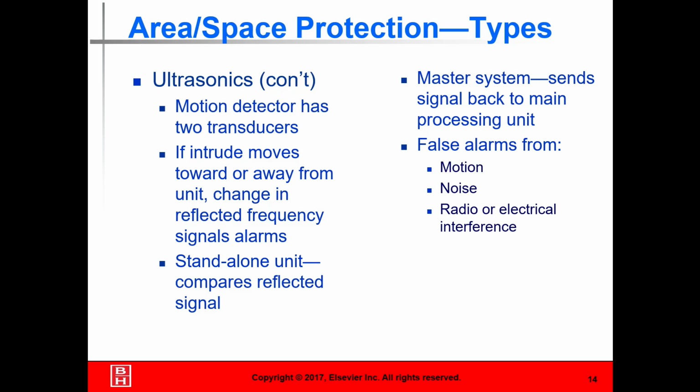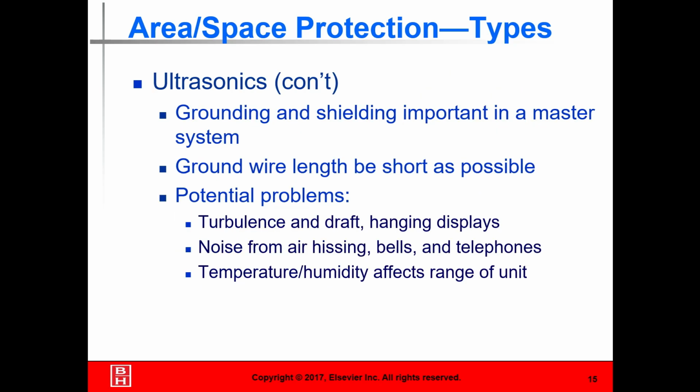Noise. Ultrasonic noise is present in audible sounds and radio frequencies. Grounding or shielding are both very important to a master system. If the earth ground is required, it should be on a cold water pipe. The length of the ground wire should be as short as possible. Turbulence and draft, hanging displays, and moving drapes can set it off. Noise caused by hissing, and temperature and humidity affect it.